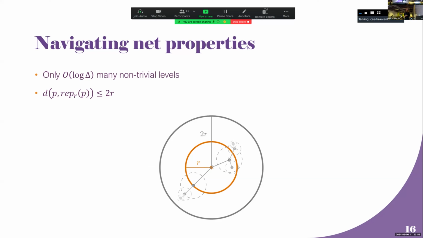And we can also show that for any point on level R, the points that are directly or indirectly represented by this point are at distance at most 2R. As you can see here, this point would directly represent the points that are inside this orange ball, and these again would represent points that are at distance R/2, and these again would represent other points, and so on. And by some simple geometric sum argument, you can see that they can be at most at distance 2R, which will be very helpful for the analysis later.